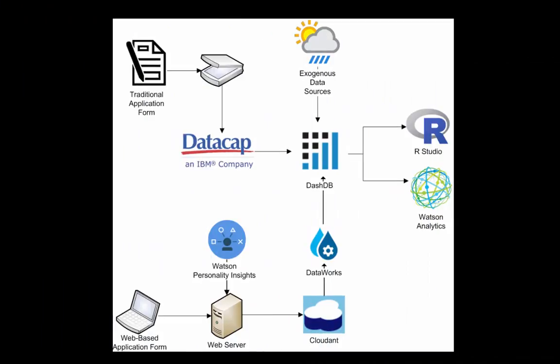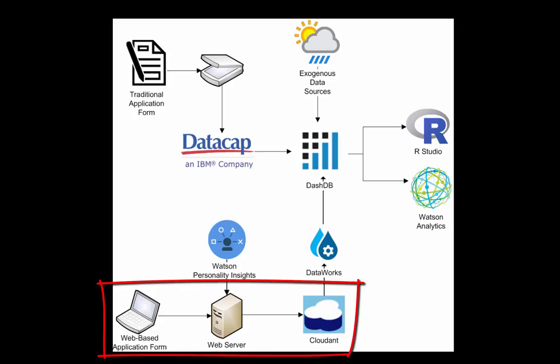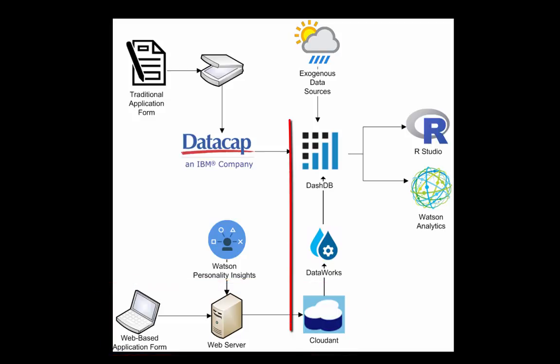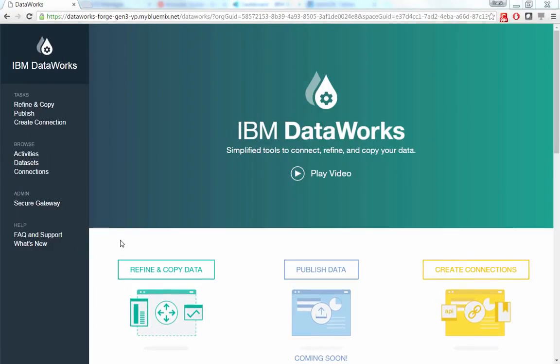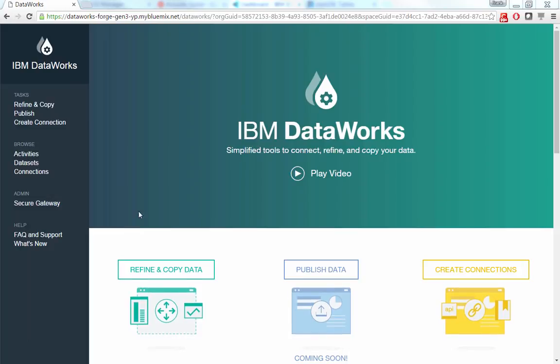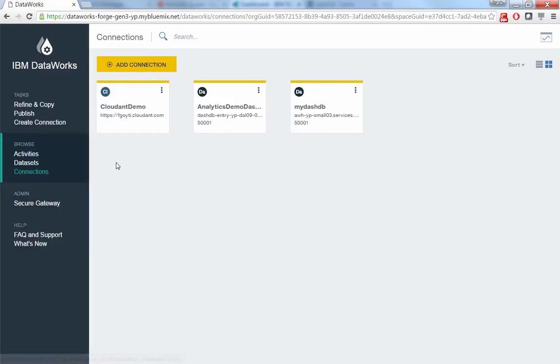So let's recap. We have filled out our HTML form, used PHP server code to extract personality insights from the applicant's essay, and saved the data as a JSON document into Cloudant. Now that we have a few documents in Cloudant, we can head over to IBM DataWorks and create an activity to move the data from Cloudant into dashDB. Okay, so now I'm in IBM DataWorks, and the first thing you'd want to do here is create a connection to each of your data sources. I've already gone ahead and done that. So you can see I've got my Cloudant demo data source and my dashDB analytics demo dashDB.